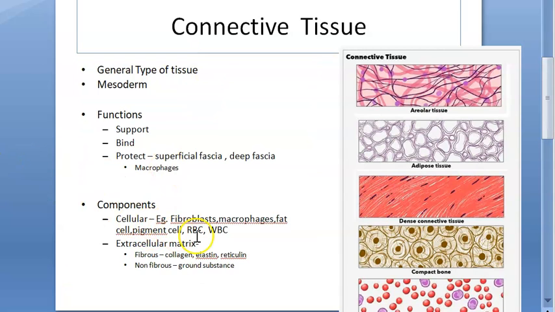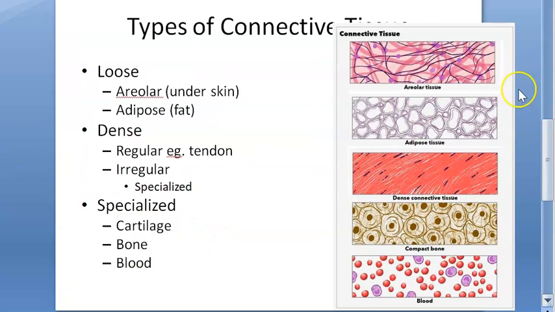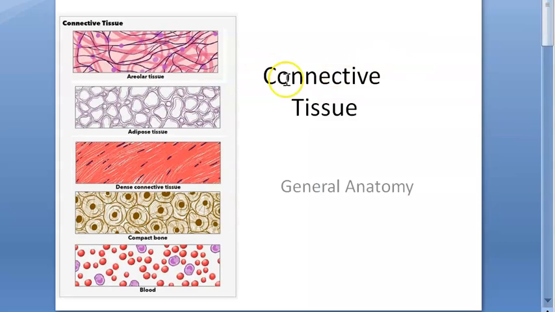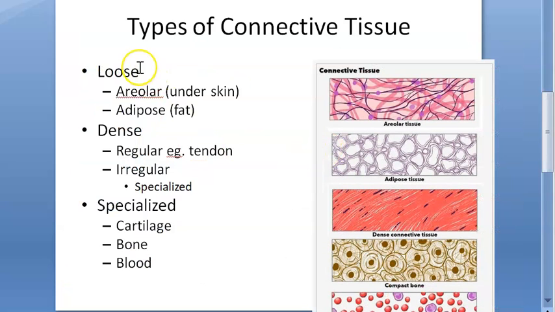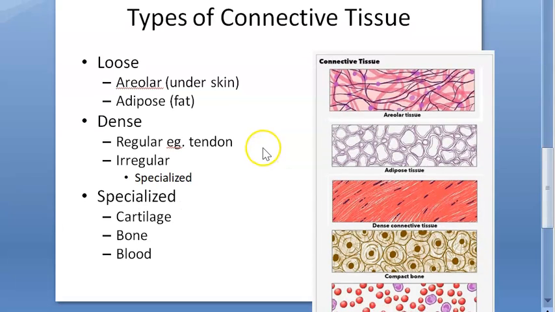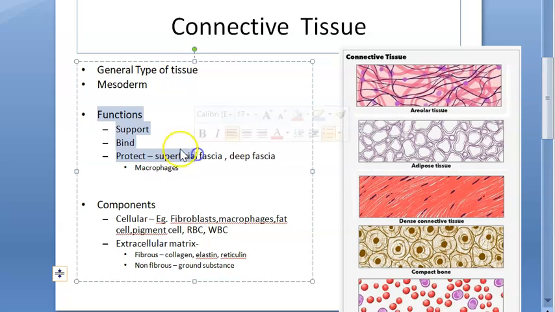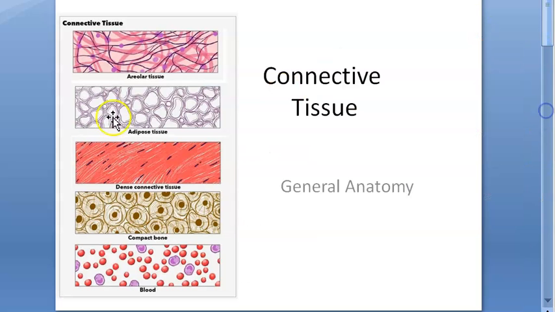Okay, so we are done with connective tissue. So connective tissue, you saw a general anatomy topic. It's a general type of tissue, mesodermal origin, functions, components of it, types of connective tissue you have looked at. We have also looked at the functions, that we already told you. That's all for the general anatomy topic, guys.